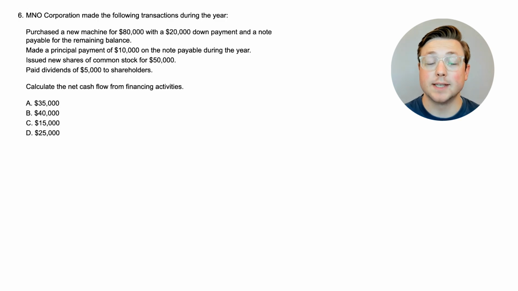All right, here is question 6. M&O Corporation made the following transactions during the year. They purchased a new machine for $80,000 with a $20,000 down payment and a note payable for the remaining balance. And they made a principal payment of $10,000 on the note payable during the year. They also issued new shares of common stock, and they paid dividends of $5,000 to their shareholders. So what of this is the cash flow from financing activities?